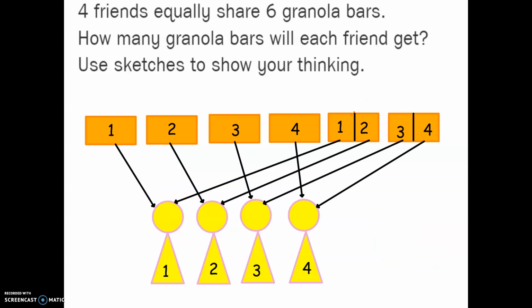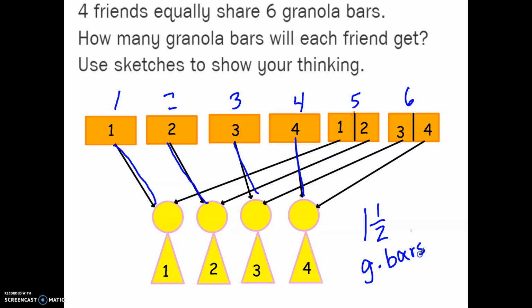All right, here's the problem that you are working on, and I told you to make a sketch, so here's my sketch. So 4 friends equally share 6 granola bars. So what I did, and maybe you did the same thing, I have my 6 granola bars. 1, 2, 3, 4, 5, 6. I gave everybody one whole granola bar. Then the last 2 granola bars, I couldn't give those out equally, so I cut them in half, and I gave each of my friends half of those granola bars. So that means each friend got 1 1/2 of the granola bars. Okay?